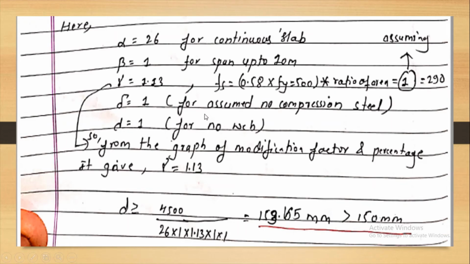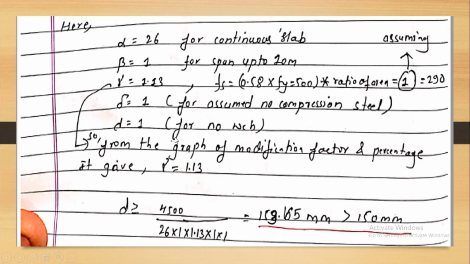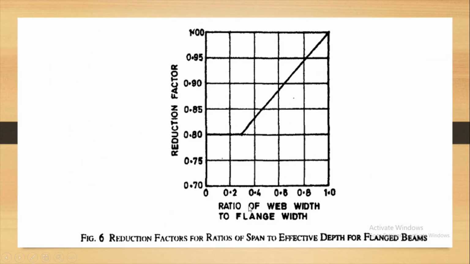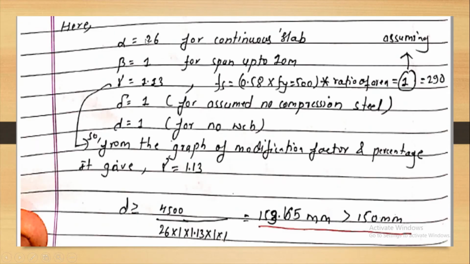Now for delta, assume no compression steel. It means we have 0% of compression steel. So for 0% of compression steel, the modification factor is 1. Similarly, lambda is equal to 1 for no flange. It means I have assumed the ratio of web width to the flange width as 1. So for 1 of that ratio, the reduction factor is also 1. By putting these values in this relation, we are getting 153.165 mm, which is greater than 150 mm.